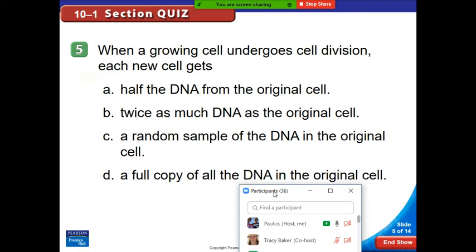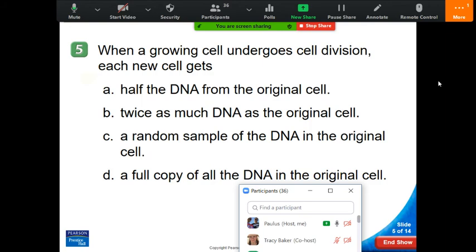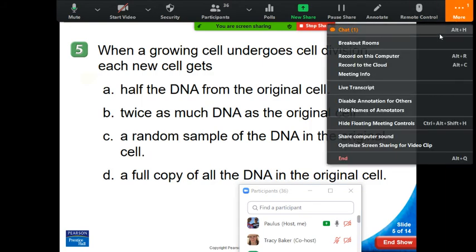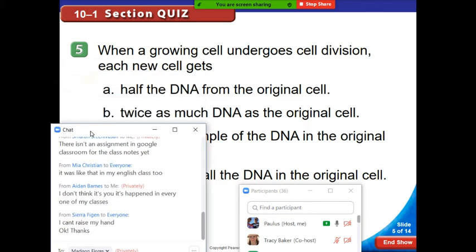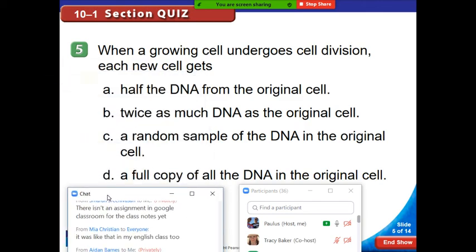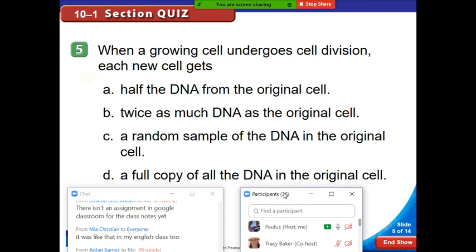When a growing cell undergoes cell division, each new cell gets, what do they get? Each new cell. This is kind of a logic question. Do they get half the DNA, twice the DNA, random DNA, or the exact DNA? What do you guys think? Somebody unmute themselves and give it a guess.